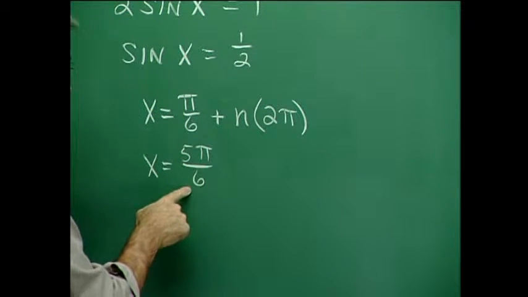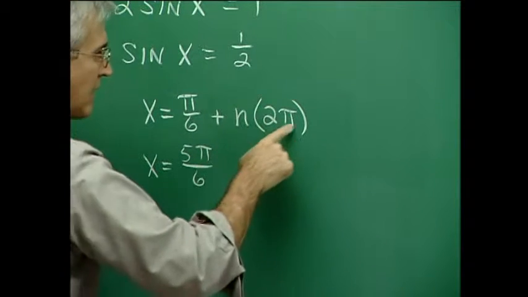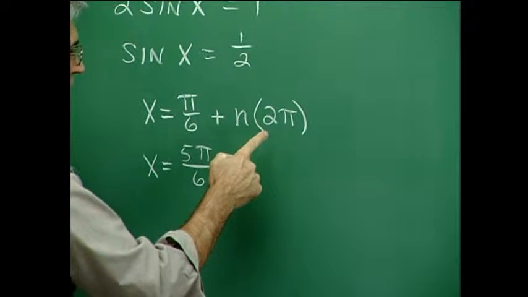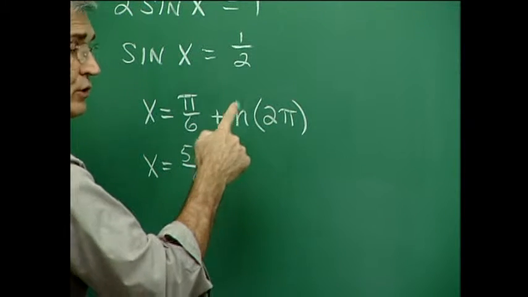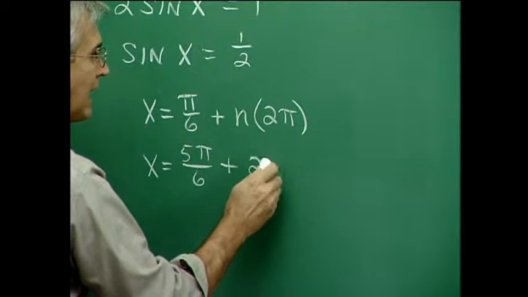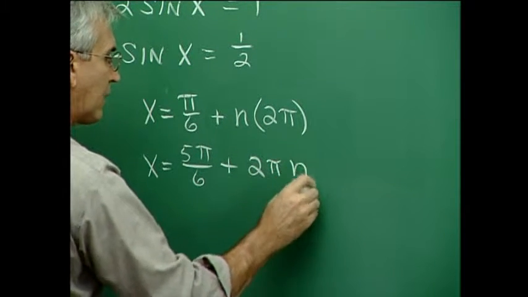And with 5 pi over 6, same idea. Now, a lot of times this part of the problem is rearranged. These factors are rearranged, and it's 2 pi n or 2n pi, something like that. So we could write this in another way, as 2 pi n, if we wanted to do that.